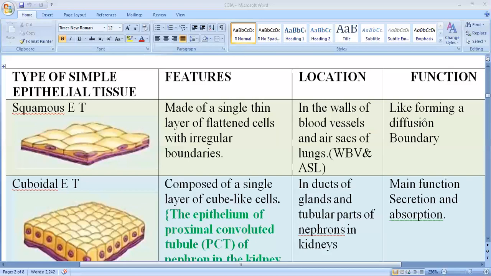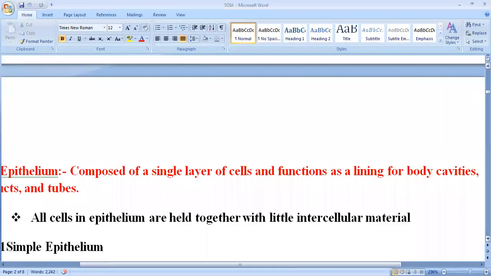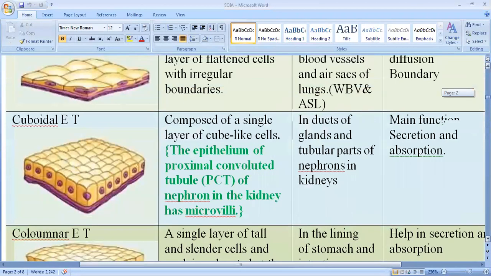Okay, so next they have given the cuboidal. Cube, you know, cube is a 3D structure. So next they have given the cuboidal epithelial tissue. If you see their structure, they appear like a cube, that is a 3D structure. You know a matchstick box also has such a cube. So here this is the cube-like structure.